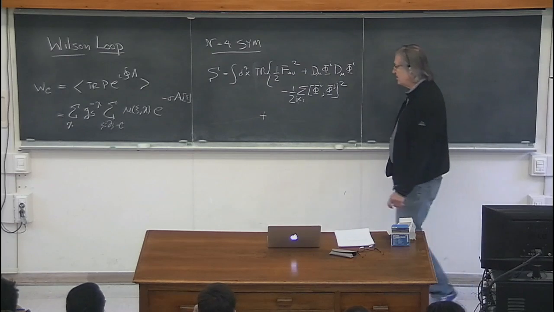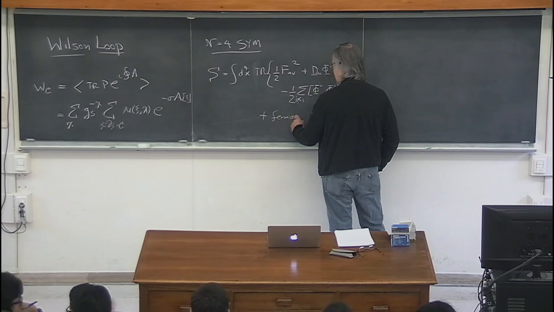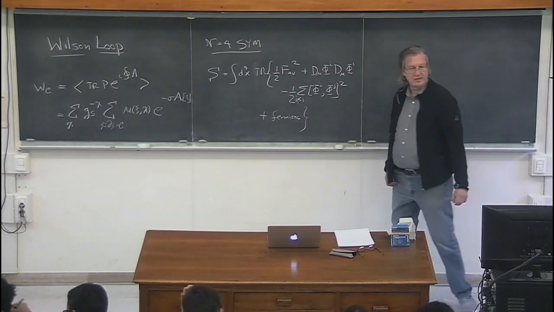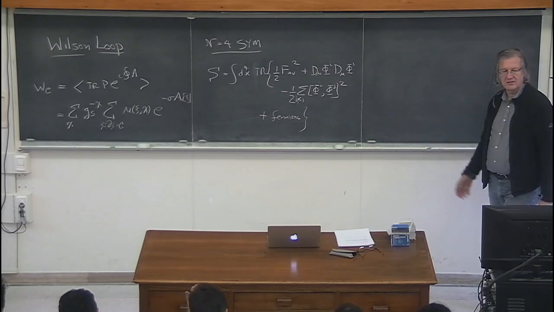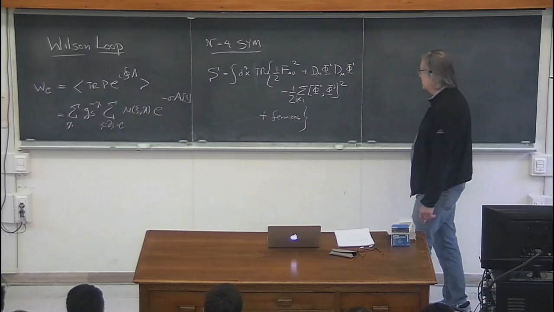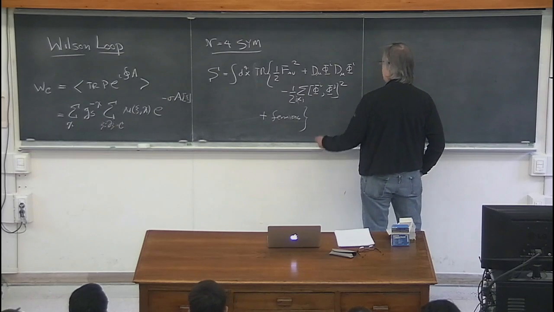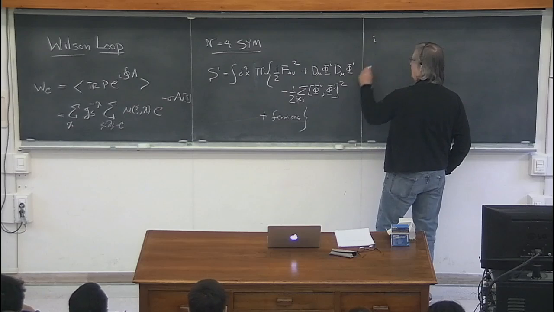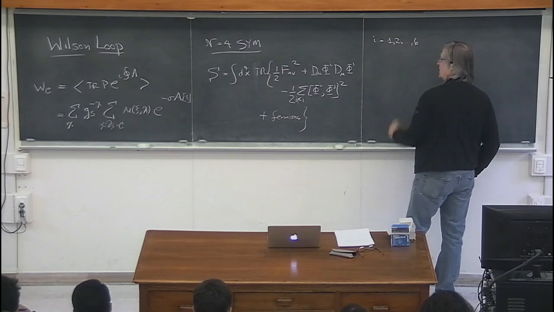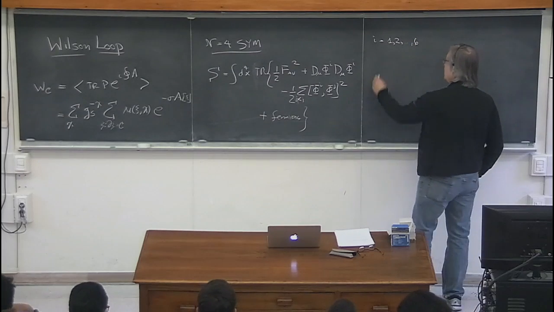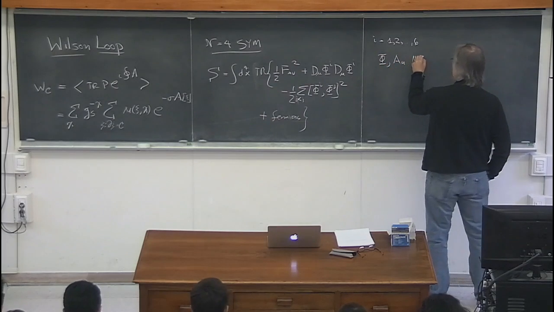Then there's a bunch of fermions. Since we don't really need them now, I won't introduce them yet. But they're there to complete the supermultiplet and to make this theory supersymmetric. And in fact, it's maximally supersymmetric as a four-dimensional gauge theory can be. Here, the index I that appears on the phi goes from 1 up to 6. So there are 6 scalar fields, phi, and the gauge field are n by n Hermitian matrices.